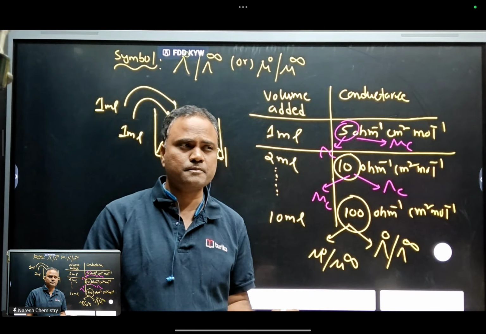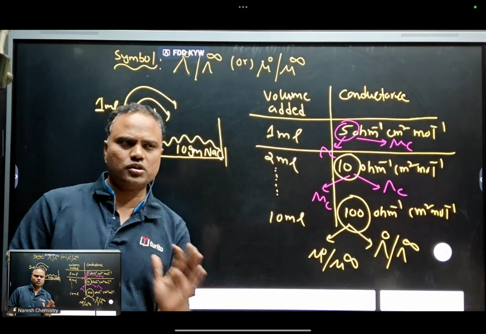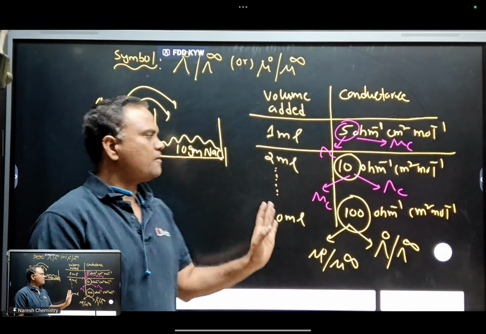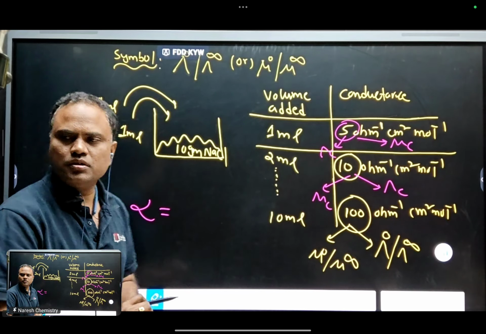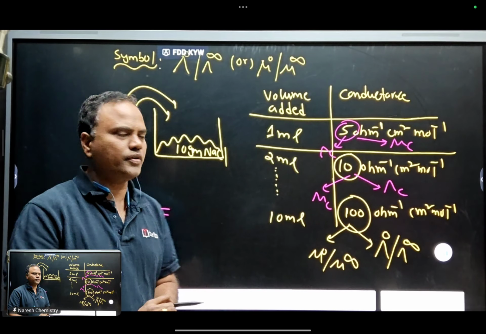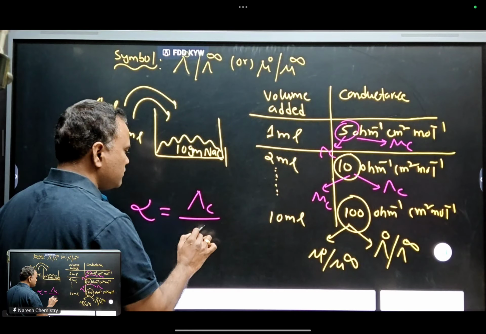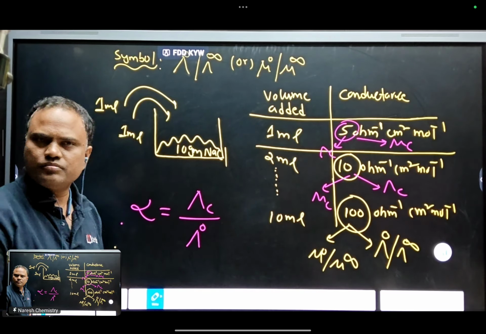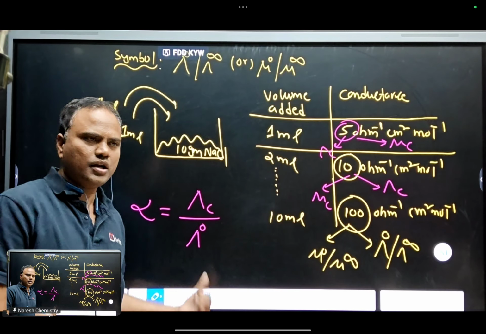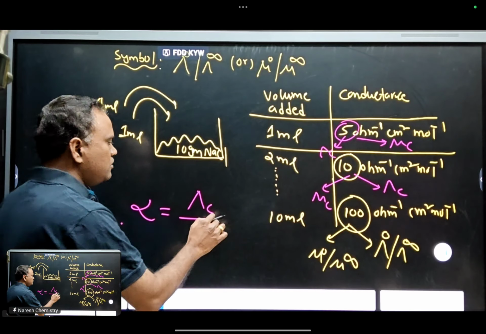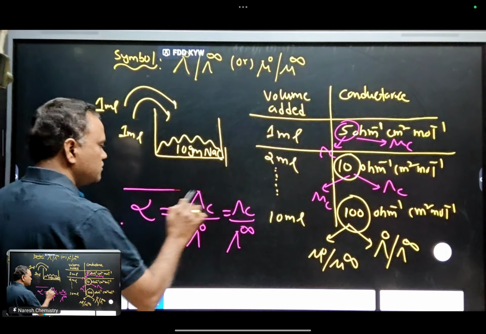Infinity means at a particular volume all the salt underwent dissociation. Look at this: the degree of dissociation alpha is equal to lambda C by lambda infinity. Degree of dissociation is lambda C by lambda infinity, or lambda 0. We can write it like this also, lambda C by lambda infinity.